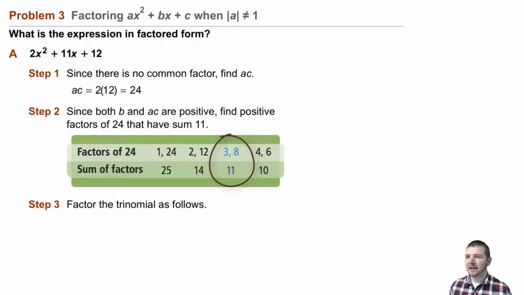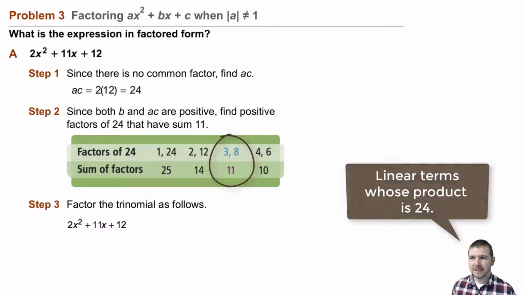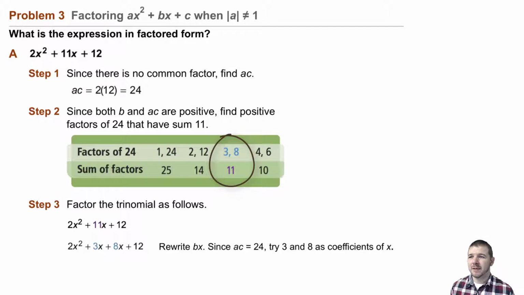Step 3, we'll factor the trinomial as follows. Rewriting the trinomial, 2x² plus 11x plus 12. Remember, we need to break the middle term, the linear term 11x, into two different linear terms. In this case, 2x² plus 3x plus 8x plus 12. So we're rewriting b times x. Since AC equals 24, we'll try 3 and 8 as coefficients of x.